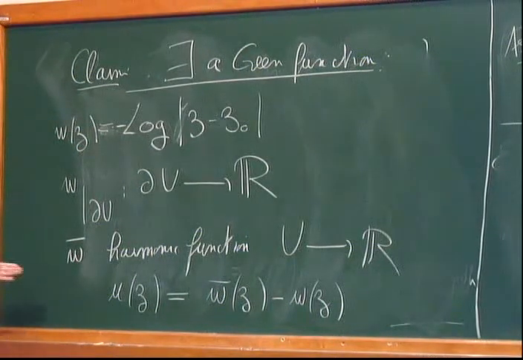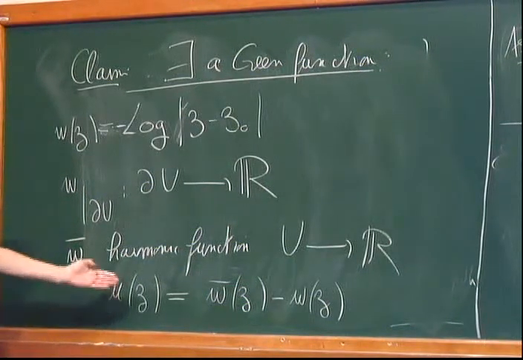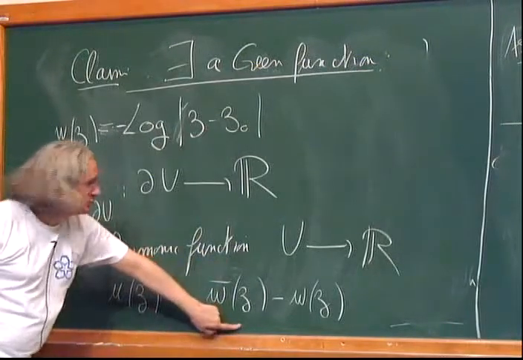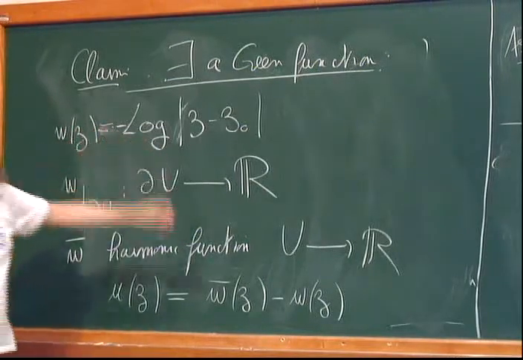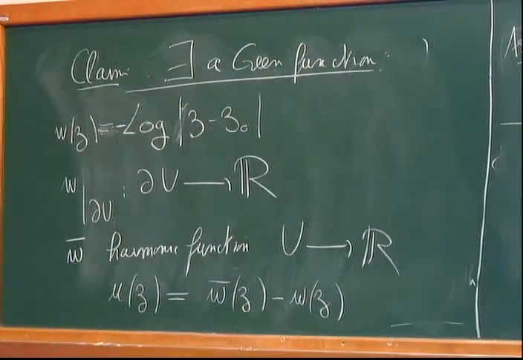Away from Z0 it is the difference of two harmonic functions, therefore it's harmonic. On the boundary, it is the difference between w bar and w, which agree on the boundary, so it's 0. And close to Z0, this function u is indeed a regular harmonic function plus log of z minus z0. So it's a Green function. Okay? So it follows that theorem A does imply that there is a Green function.